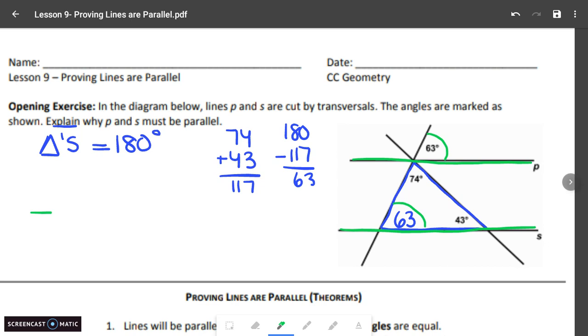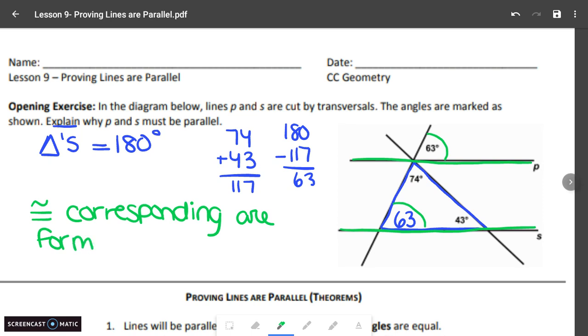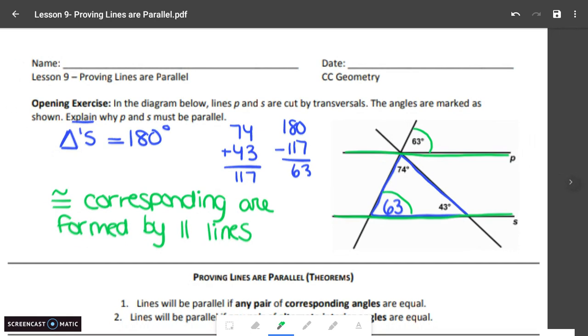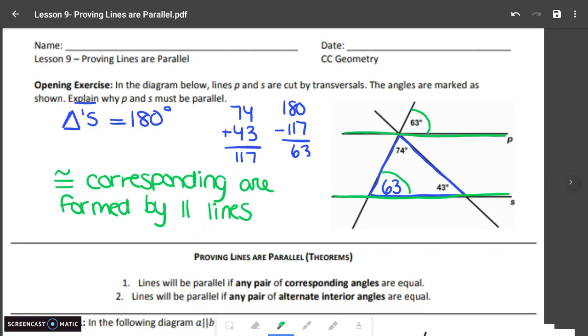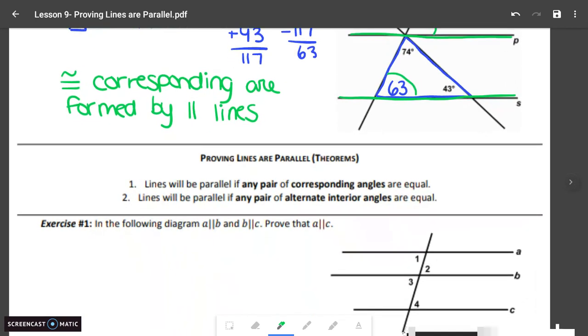So the way I would explain that is that congruent corresponding angles are formed by parallel lines. So anytime we have parallel lines, we would know we have corresponding angles that have to be congruent. So if we can show the corresponding angles are congruent, then my lines have to be parallel. So it's one of the two major ways that we're really going to prove parallel lines throughout this course. The other one is by showing alternate interior angles. And we'll look a little bit more of that in the next example.